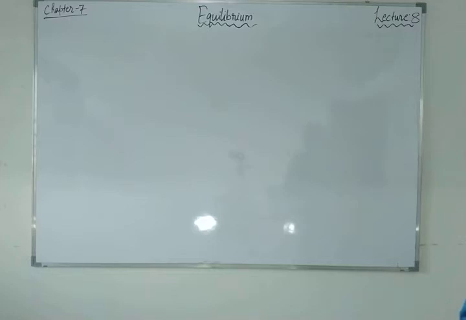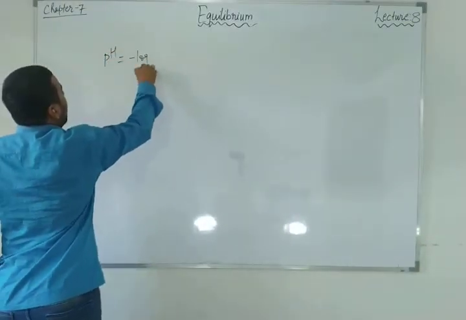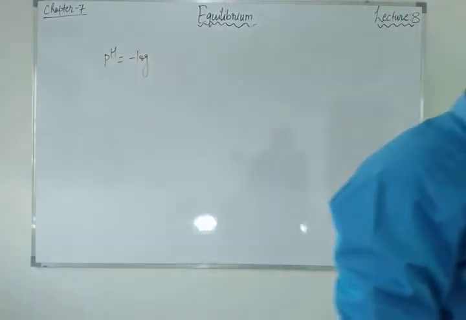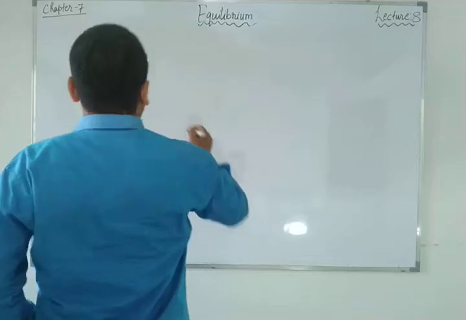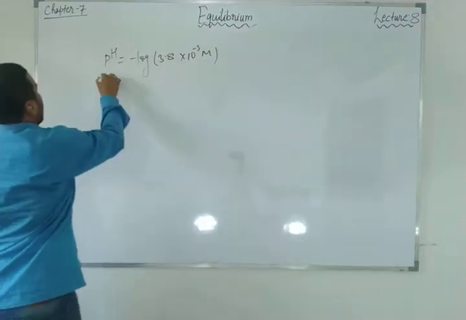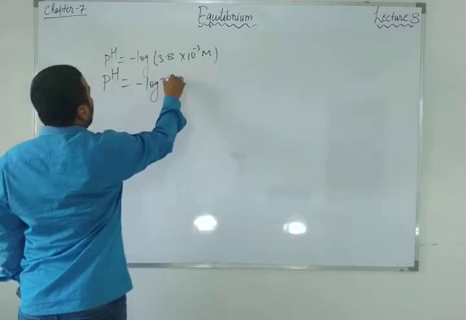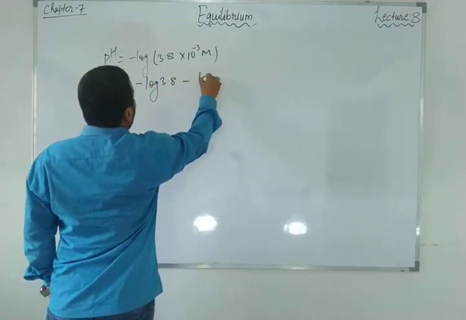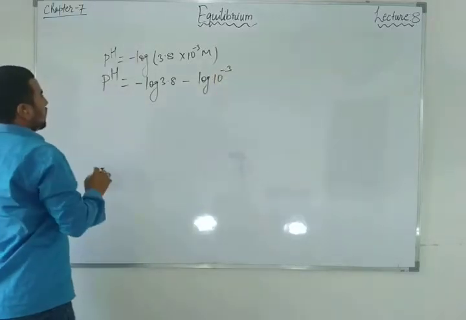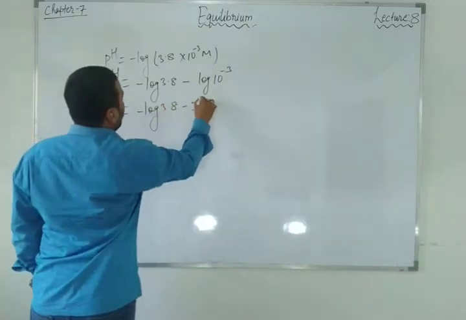Okay, no problem. Here the sample of soft drink, pH is equal to minus log, what is the value? The value is 3.8 into 10 to the power minus 3. So what will be the pH value? pH is equal to minus log 3.8 minus log 10 to the power minus 3. So here, minus log 3.8 minus 3 log 10.